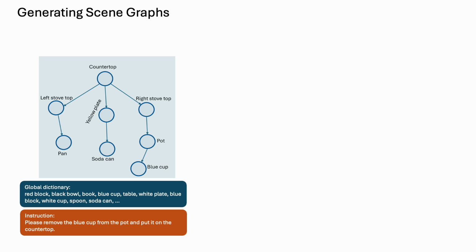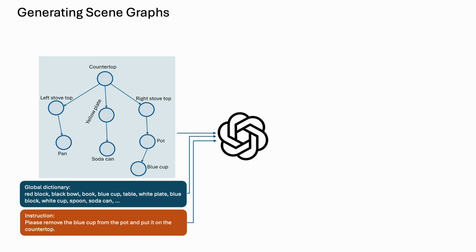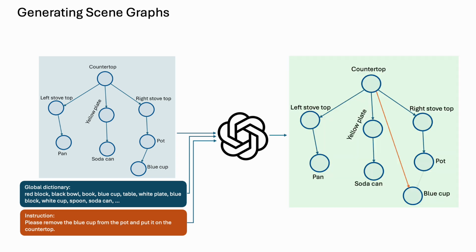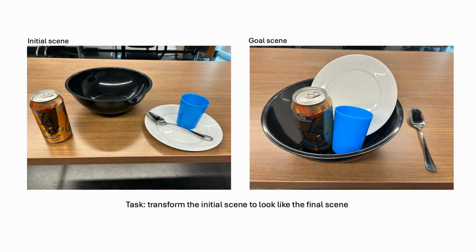For tasks that have language instructions, we generate the goal scene graph by passing the initial scene graph along with the instructions to GPT-4v. We ask it to generate a graph of what the scene would look like if the instructions were followed. This is an example task to demonstrate how Verigraph works.